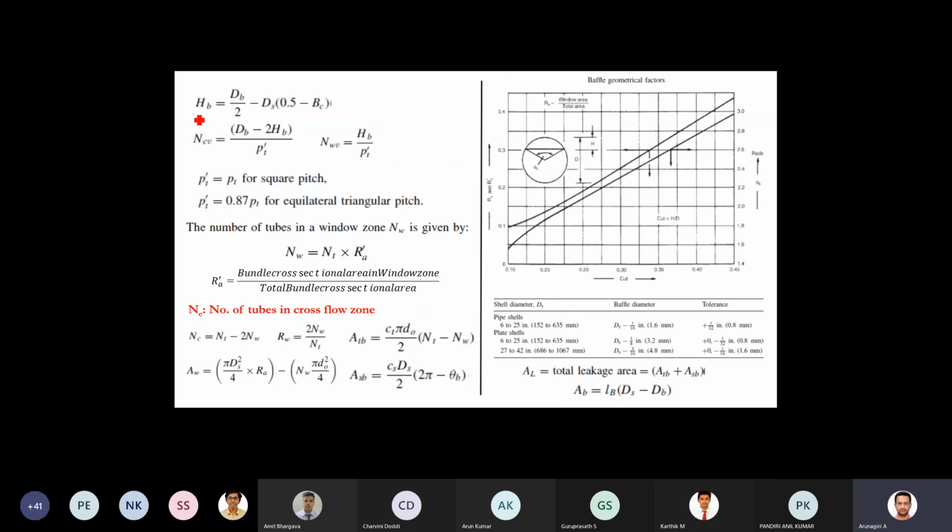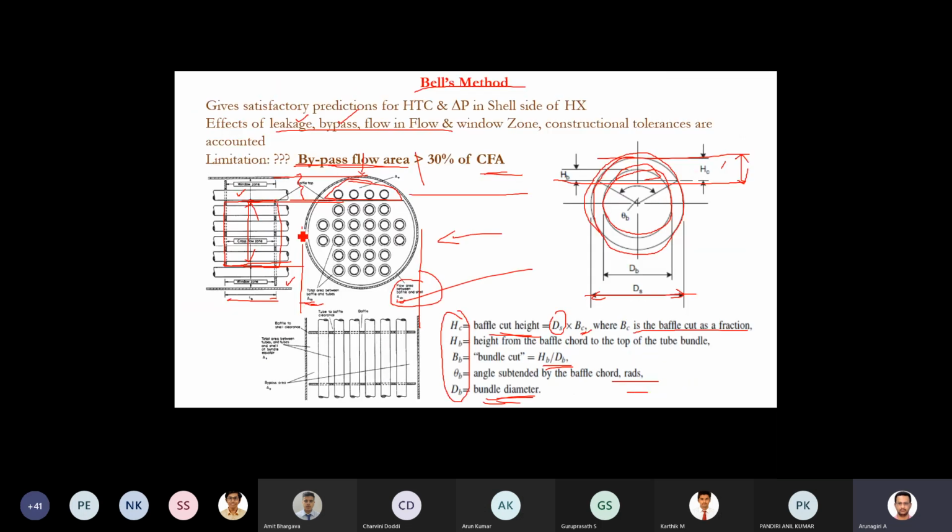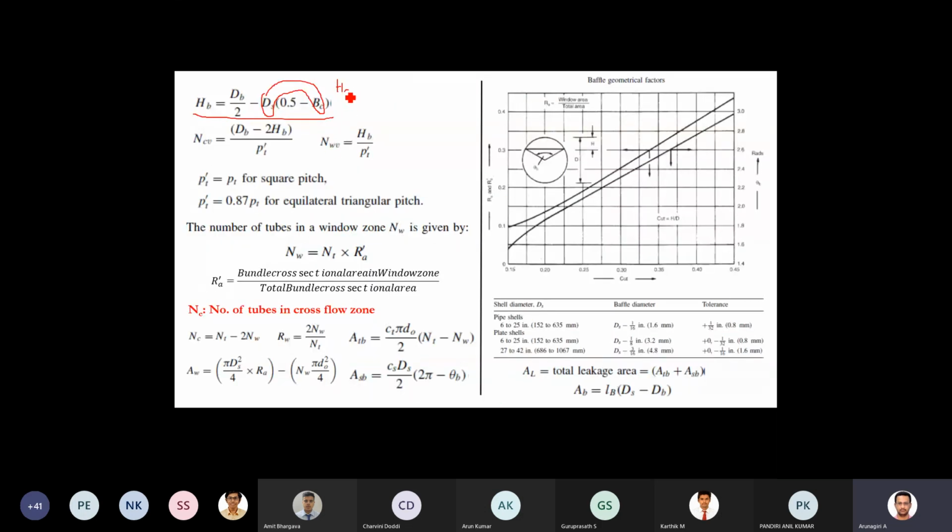These are all some of the things that you know. So here you can calculate the HB. How can you calculate the HB? DS into BC will give this value. What is this? This is HC, the height of the portion removed. This is bundle cut and this is baffle cut. So how can you write HC minus HB?